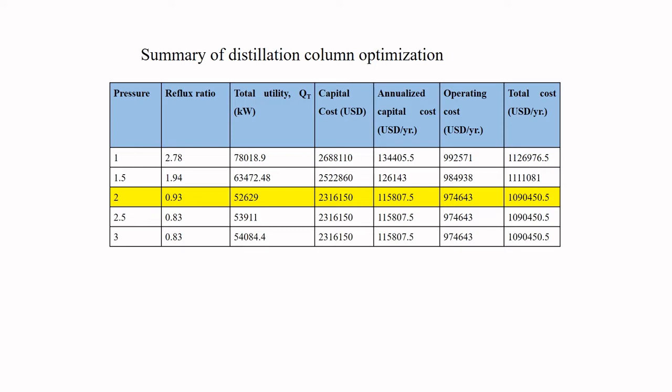From the optimization, we have obtained the lower reflux ratio is 0.83 at 2.5 atm, but the capital cost and operating cost remained constant even though the reflux ratio decreased. The total utility reduced significantly at 2 atm but increased slightly for 2.5 atm even though the capital and operating cost remained constant. Thus, the optimum pressure and the reflux ratio value obtained are 2 atm and 0.93 respectively, which design the distillation column in an economic and energy efficient way.